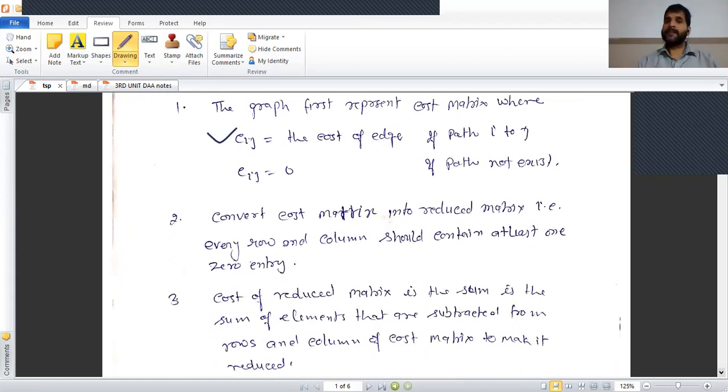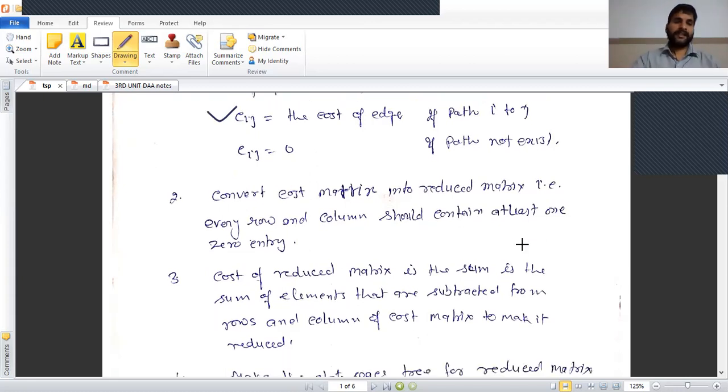In the second step, convert the cost matrix into a reduced matrix, that is, every row and column should contain at least one zero entry. After creating the cost matrix, next we convert it into the reduced matrix, that is, every row and column should contain at least one zero entry.